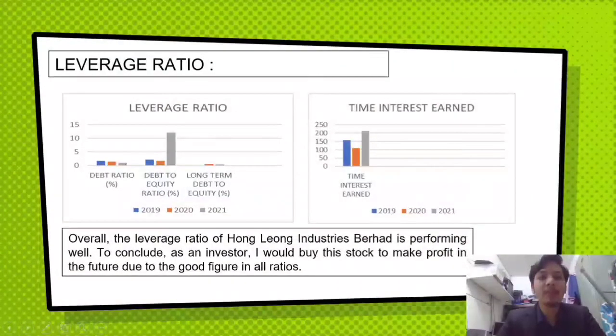Next, we move to leverage ratio. Leverage ratio is about determining the relative debt load that a business has incurred. Overall, the leverage ratio of Hong Leong Industry Berhad is performing well. To conclude, as an investor, I would buy this stock to make a profit in the future due to the good figure in all ratios for this company.